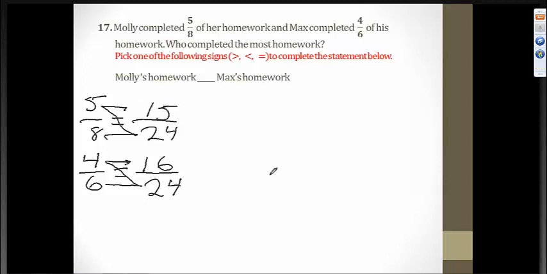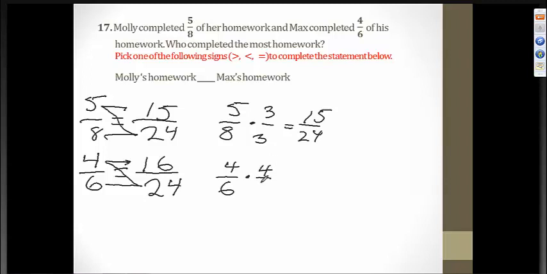Now just so that you know, what he was basically telling me is that with 5/8, if I multiply the numerator and denominator by the same number, I would get 15 over 24. And that's the mathematical reason why it worked. But I always remember the backwards Z. Sometimes nonsense things like that help us to remember things. Same thing is true with 4/6. I had to multiply both by 4, and that's equal to 16 over 24.